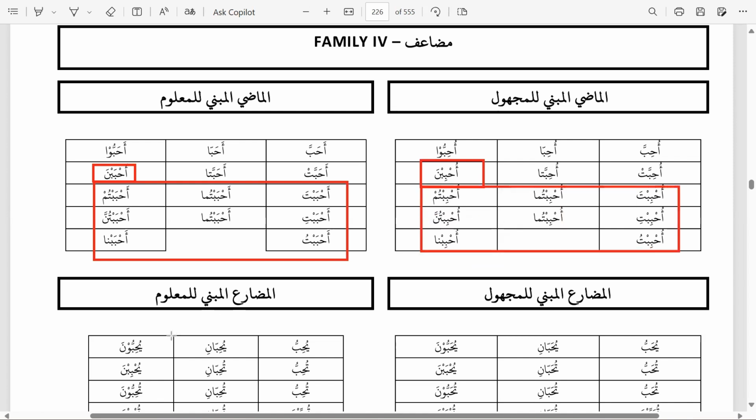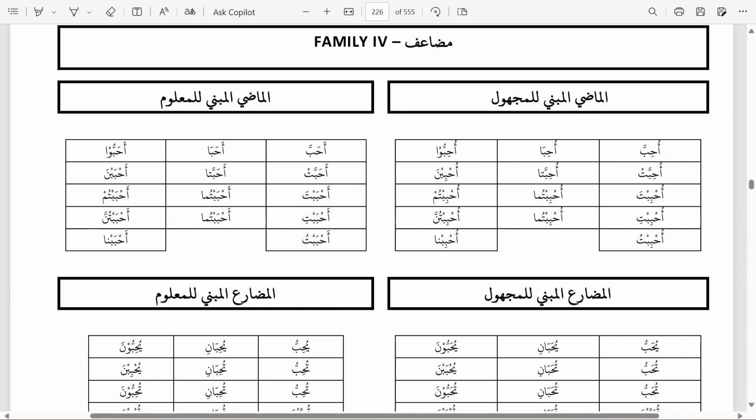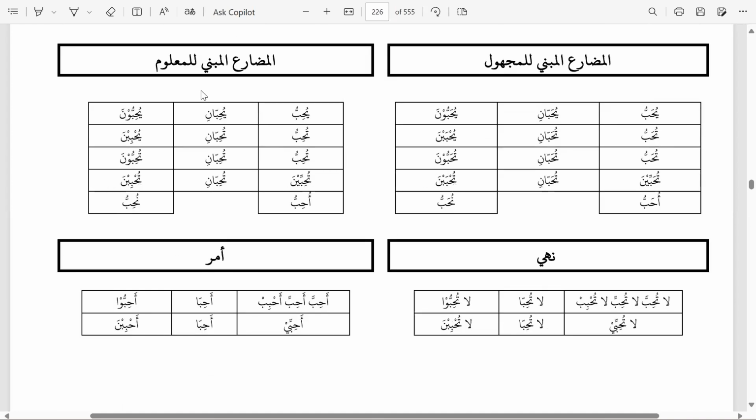And then present tense, again, you can see that hunna and antunna have separation, otherwise there's fusion. And 3 forms of commanding and 3 forms of forbidding.